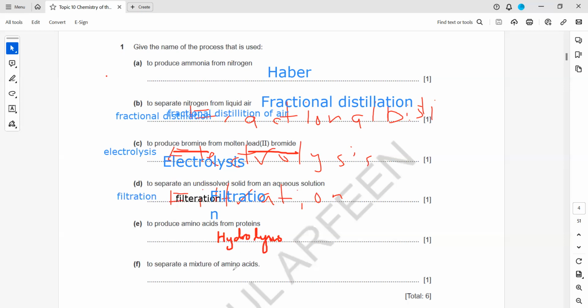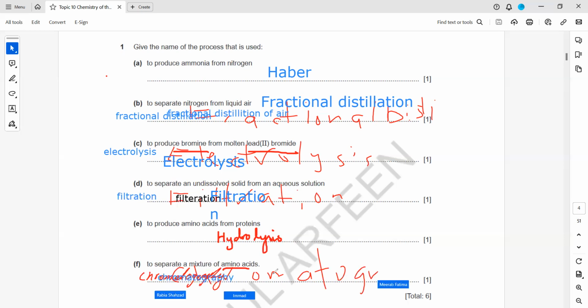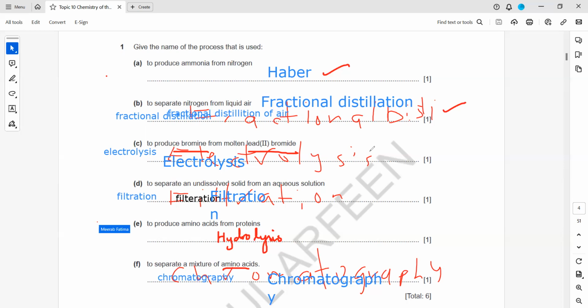Which method is used to separate a mixture of amino acids? Today we did that. That is chromatography, a technique which is used to separate mixtures. So, first one, to produce ammonia from nitrogen and hydrogen, Haber process. To separate nitrogen from liquid air, fractional distillation. We use electrolysis of a molten electrolyte, and then we use filtration to separate the undissolved substance. We use hydrolysis of a protein to give amino acids, and we use chromatography to separate or identify the mixture of amino acids.